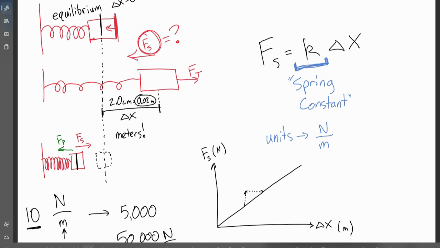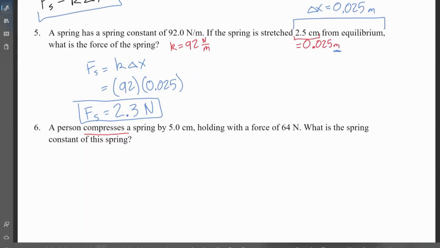So this just tells us that whatever this is, this is delta x. And then the spring has some constant k. This also works not only for pulling a box out, it also works if we push a box in and compress the spring. Okay, so if we compress a spring by 5 centimeters, you see 5 centimeters, immediately I want you to say 0.05 meters.